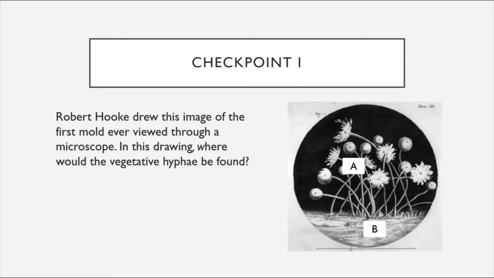So in this checkpoint, what you're looking at here is an image that was drawn by Robert Hooke, who developed some of the most powerful early microscopes. And this image is one that he drew of mold looking through the microscope. So in this drawing, where would you find the vegetative hyphae? Would you find it in the area designated letter A or the area designated letter B?